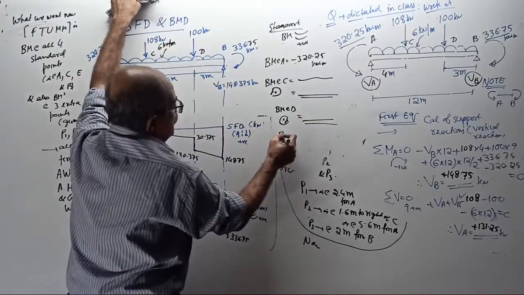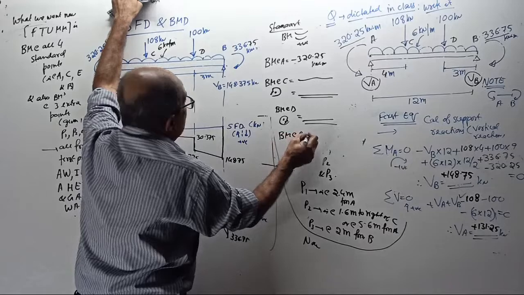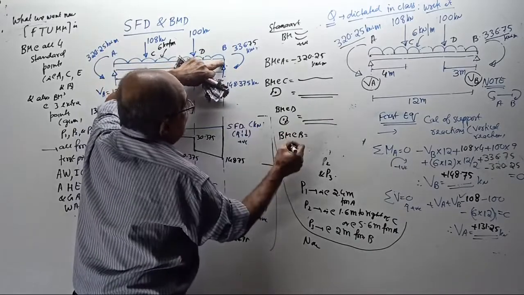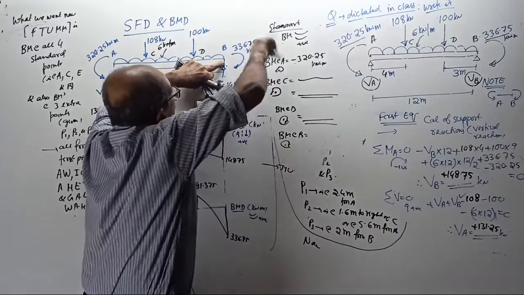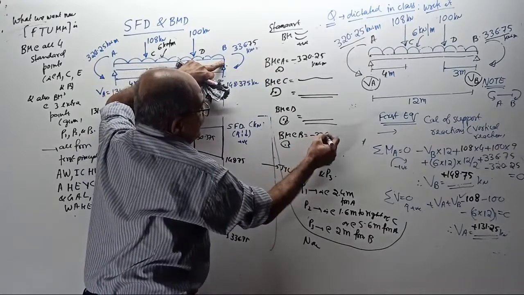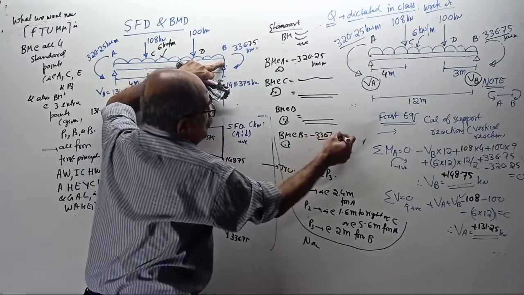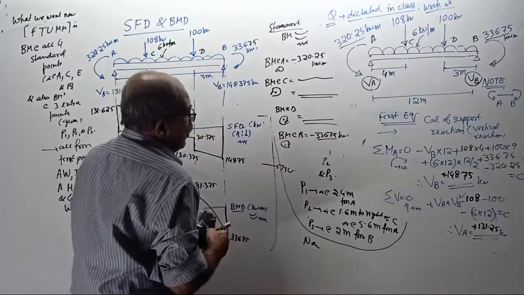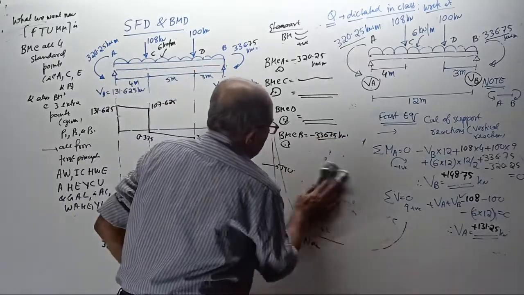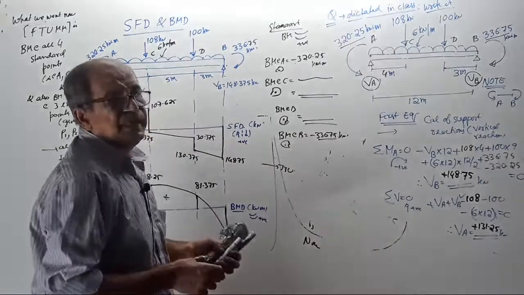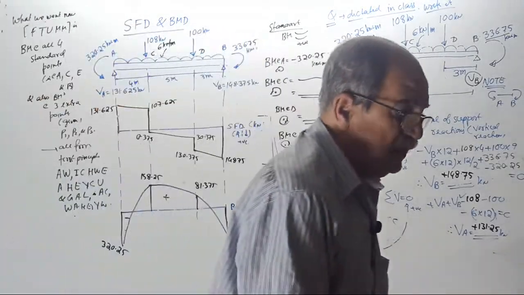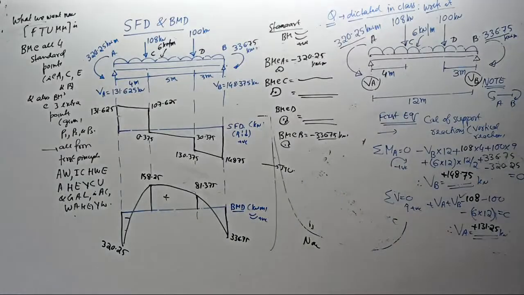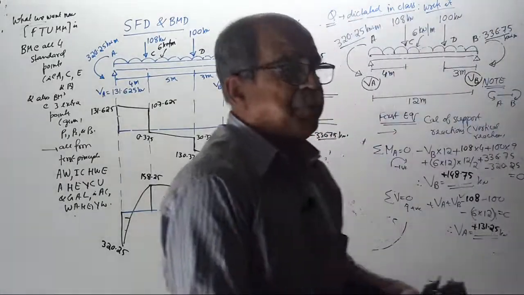Then bending moment at B. Look this side: minus 336.75 kilonewton meter. Over. First you get all these values. Then take some other color, preferably I will take red color, and mark those extra points.